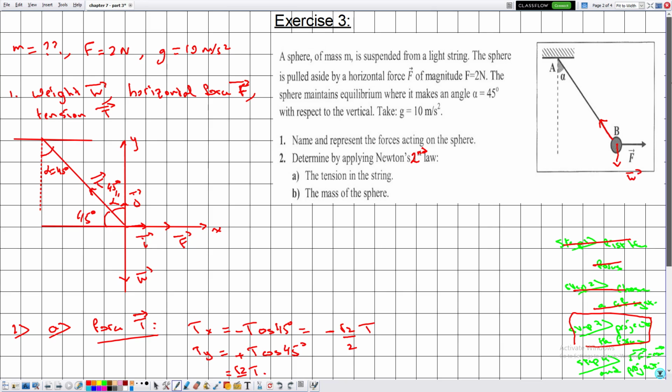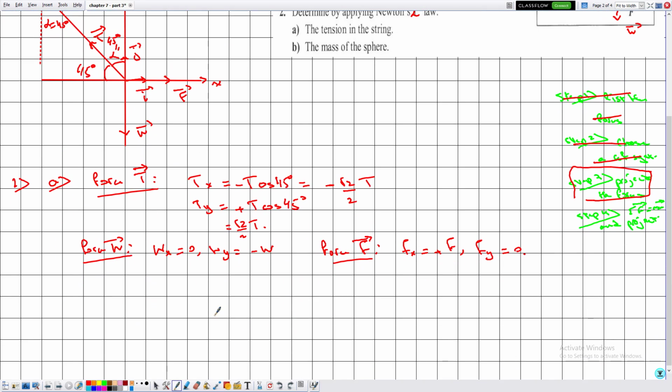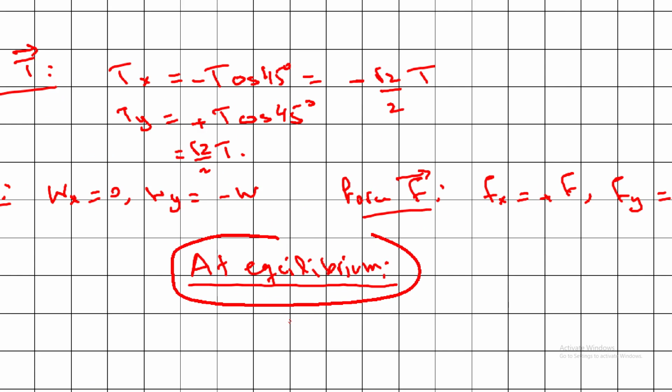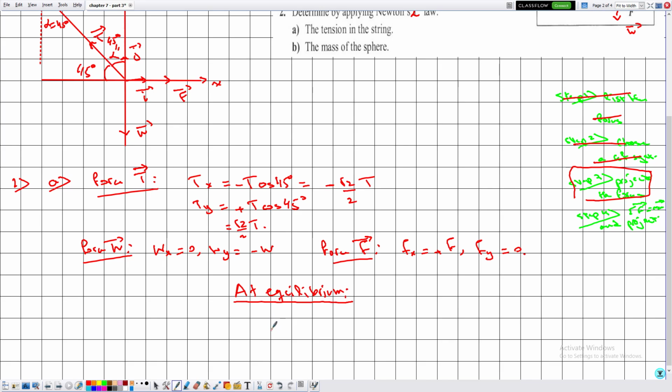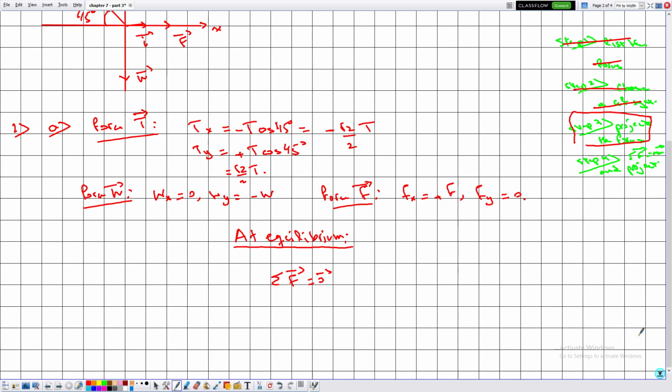Because it is at equilibrium, instead of applying Newton's second law, we can say at equilibrium, it's the same. This is indeed Newton's second law, which is given by the sum of forces is equal to 0. On the left hand side, we write the different forces acting on this sphere, which is given by the tension, the weight, and the horizontal force. And on the other side of this equation, we write the zero vector corresponding to the condition of equilibrium.